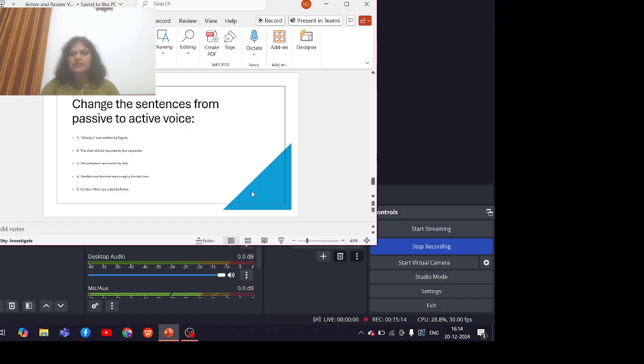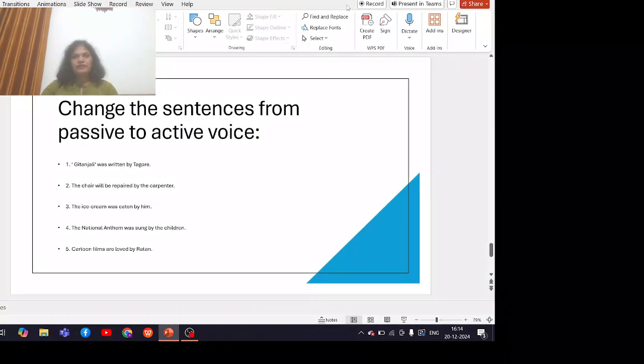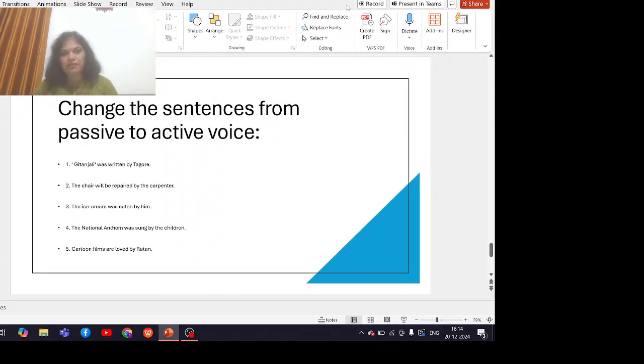Now the next sentence you have. The chair will be repaired by the carpenter. Now what is the tense of the sentence? It is future tense. Will be repaired. Okay. So here the carpenter will repair the chair. So who will repair the chair? The carpenter will repair the chair.